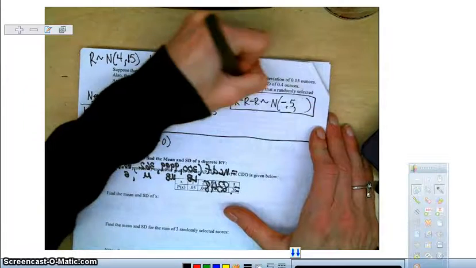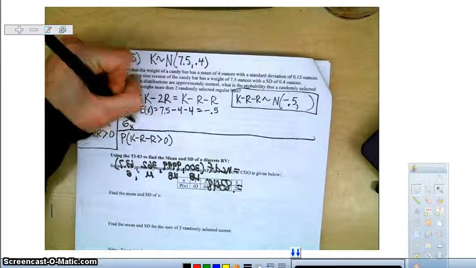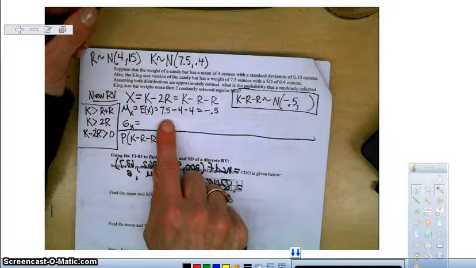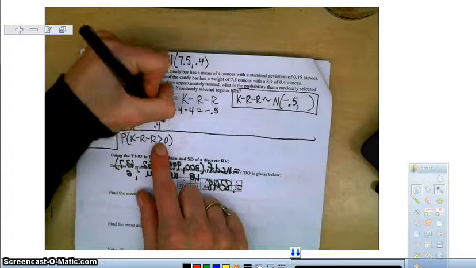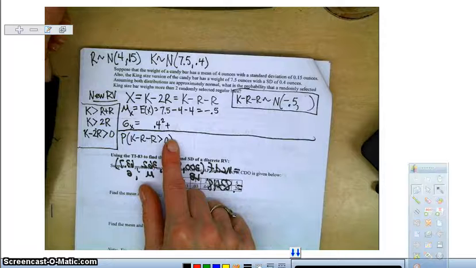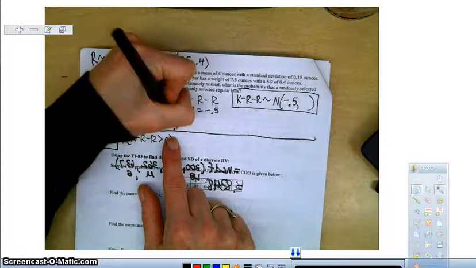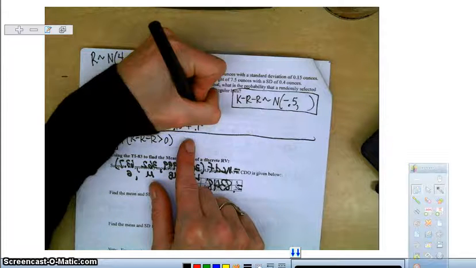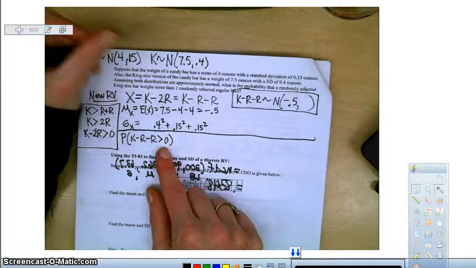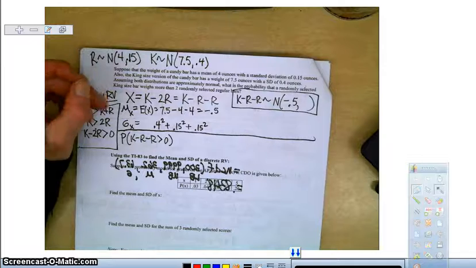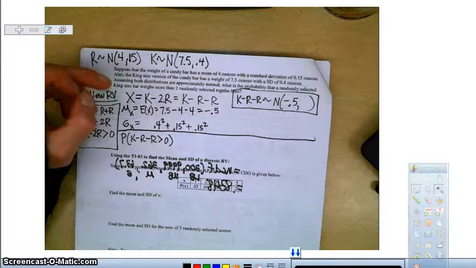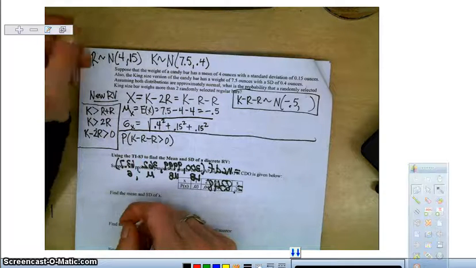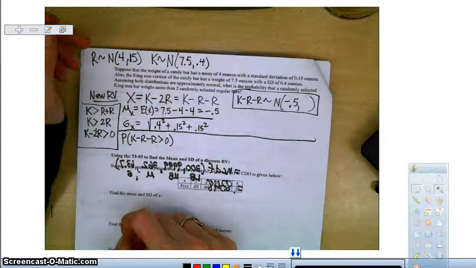And now we need to find the standard deviation. So we take the variance of the king size. What's the variance of the king size? 0.4 squared. Plus the variance of a single regular, 0.15 squared, plus the variance of another regular, 0.15 squared, because variances always add. That is a rule from last time, and from reading your book. And then you square root.